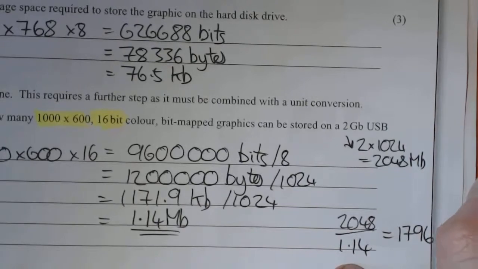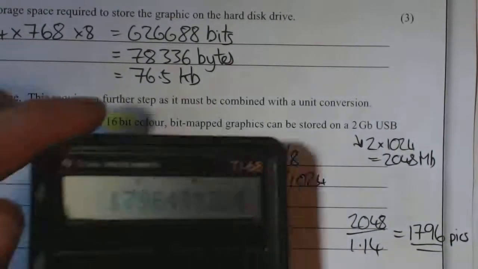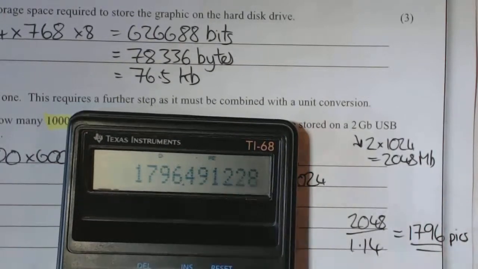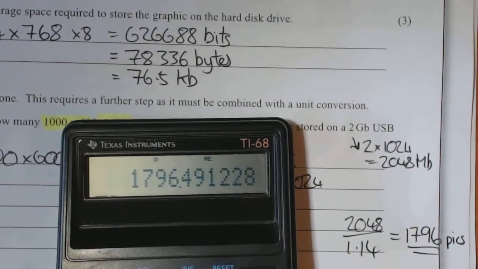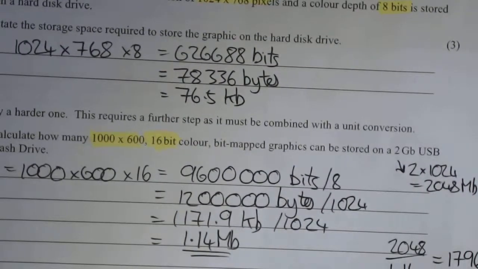1796 pics. Okay, so that was the answer there. So we just round it down. Okay, so you won't have a 0.49 of a picture. And that's the answers to the work that you did today.